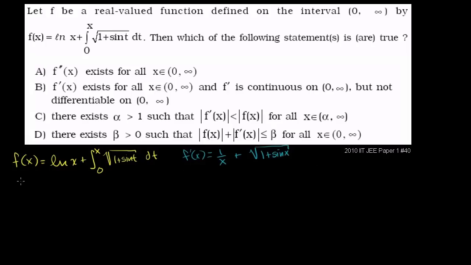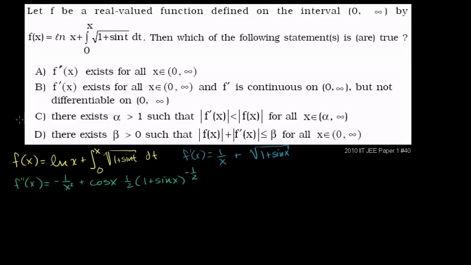Now let's get the second derivative. F prime prime of x is going to be equal to the derivative of this term. This is x to the negative 1, so it's going to be negative x to the negative 2, or negative 1 over x squared. And then plus, let's do the chain rule. What's the derivative of the inside? The derivative of 1 plus sine of x is cosine of x. So plus cosine of x times 1/2 times 1 plus sine of x to the negative 1/2. So I took the derivatives.